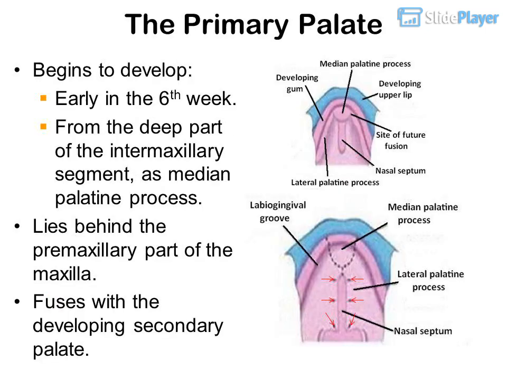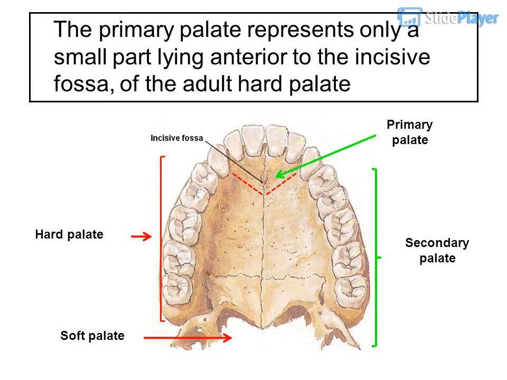The primary palate begins to develop early in the 6th week from the deep part of the intermaxillary segment, as the median palatine process, which lies behind the premaxillary part of the maxilla. It fuses with the developing secondary palate. The primary palate represents only a small part lying anterior to the incisive fossa of the adult hard palate.